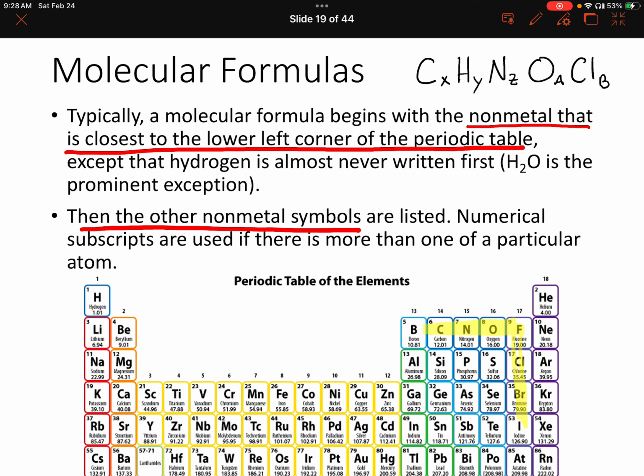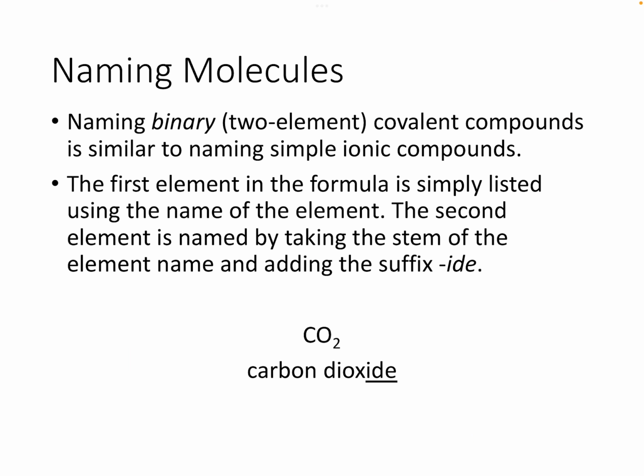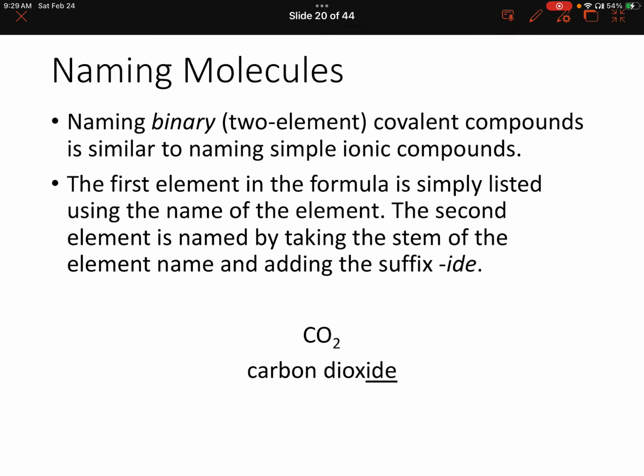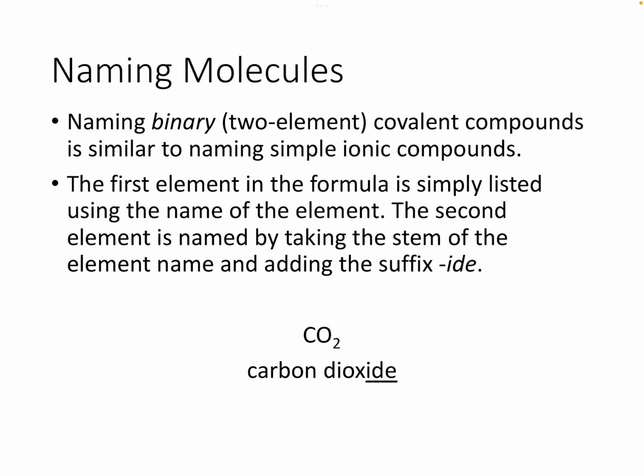All right, so let's practice naming molecular formulas. So let's say that we have a two-element molecule, also called a binary covalent compound. This is going to be really similar to naming simple ionic compounds. So what we'll do is the first element in the formula is just listed using the name of the element.